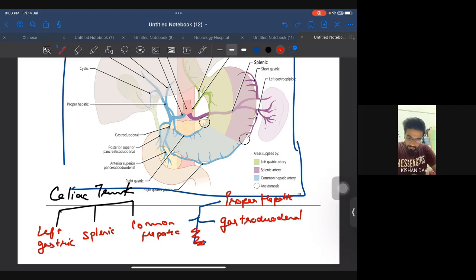Now moving on to splenic, they have two branches. Short gastric, and the next one is left gastroepiploic.